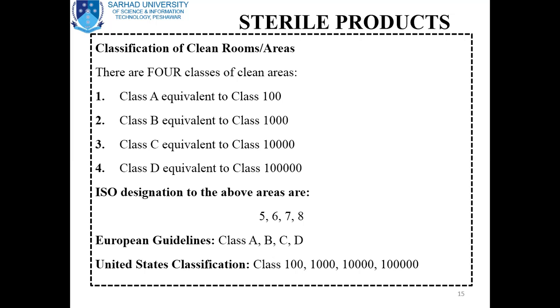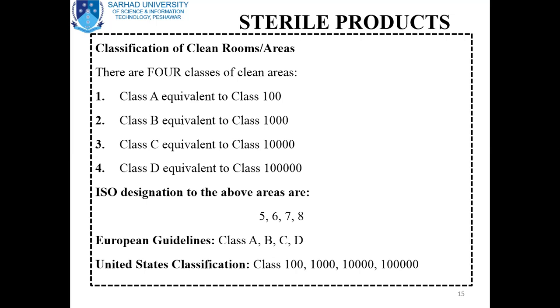There are certain European guidelines that I have told you earlier. Class A, class B, class C, class D, these are the European guidelines. According to the European classification, the four areas are classified as class A, B, C and D. While the other one that I told you above, class A equivalent to class 100, class B equivalent to class 1000, class C equivalent to class 10,000, and class D equivalent to class 100,000, these are the classification according to the United States classification.